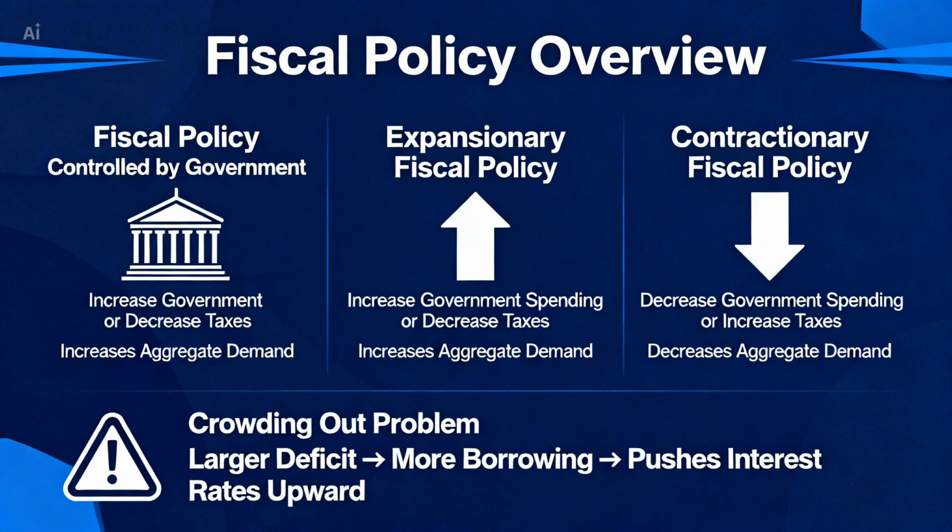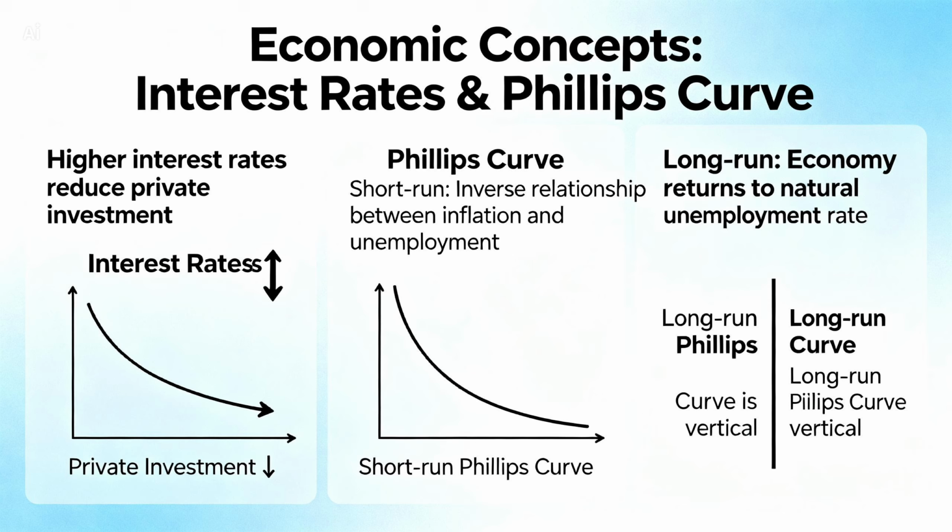But there can be a problem called crowding out. If the government runs a larger deficit and borrows more, it can push interest rates upwards. Higher interest rate can reduce private investment. And then you also need to know about the Phillips curve. In the short run, there can be an inverse relationship between inflation and unemployment. But in the long run, the economy returns to the natural rate of unemployment. So the long run Phillips curve is vertical.